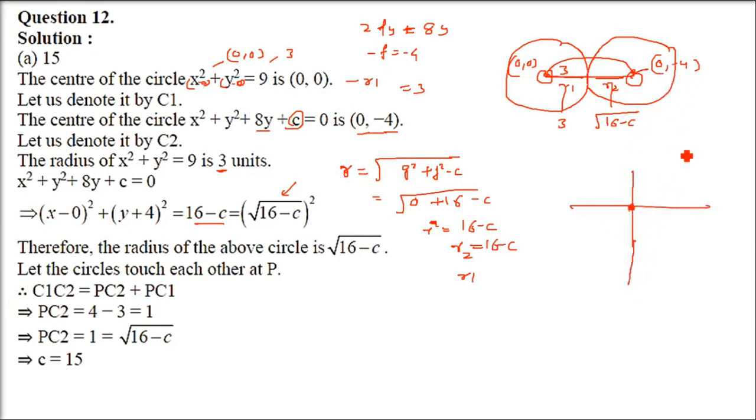It's 4 only. If you just point it out on a coordinate axis, (0, 0) and (0, -4), the distance is 4. So you know that the distance between these two is 4. R1 plus R2 is 4. Even if you want to use the formula, (0 minus 0) whole square plus (0 minus of minus 4) whole square.